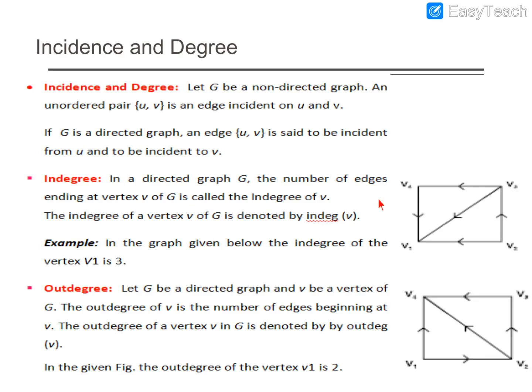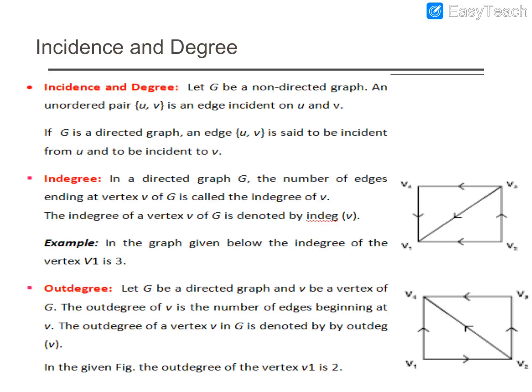As an example, in the given graph, the in degree of vertex V1 is 3, because the number of edges ending at vertex V1 is 3. Similarly, the number of edges ending at vertex V2 is 0. Therefore, its in degree is 0. V3 has in degree 1. V4 has in degree 1.